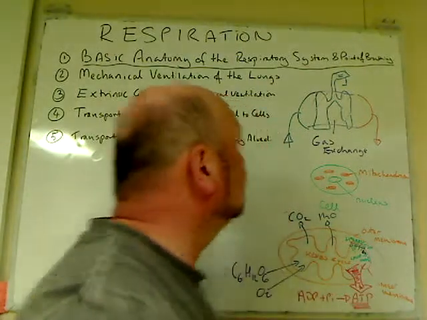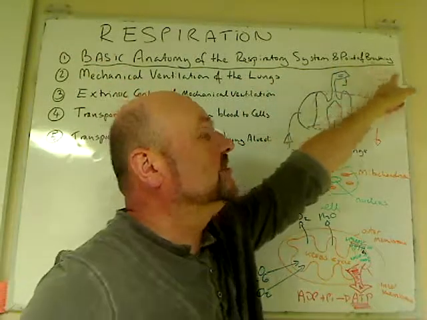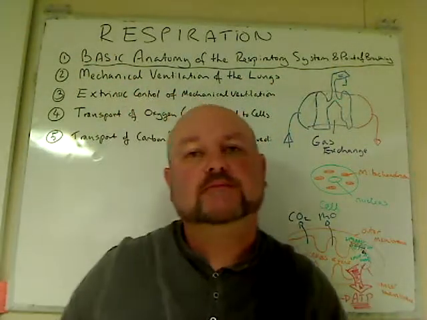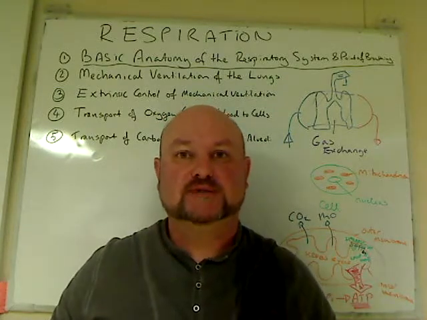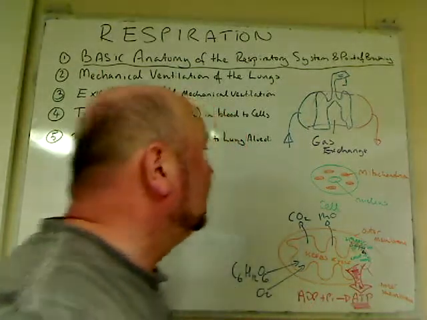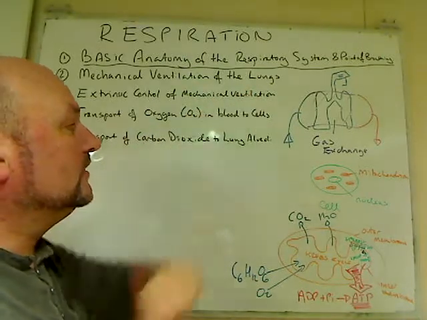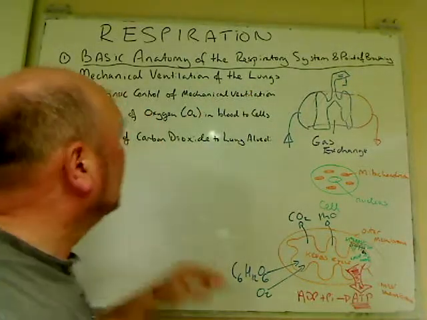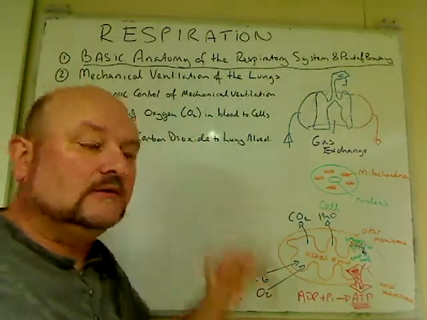So on the board here I've got basic anatomy of the respiratory system and the point of breathing. It's really important that in the respiratory system we actually understand why all of this is being done. What is the end purpose? After that, in the next lecture, we're going to look at mechanical ventilation of the lungs, how they're actually made to breathe. Then we're going to look at how that's controlled in a kind of two-step process.